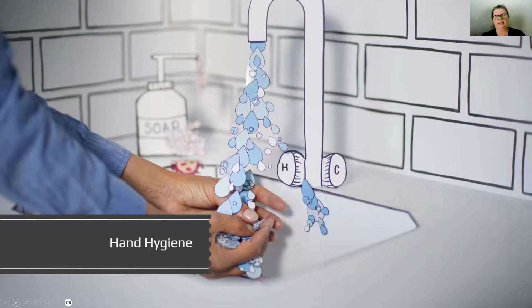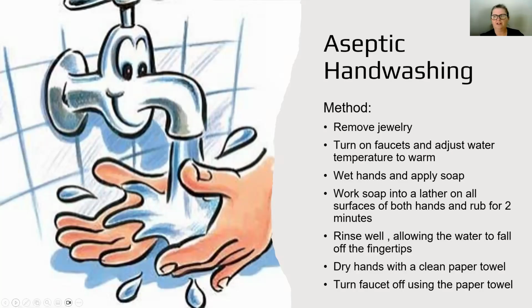All right, so let's talk about hand hygiene. Probably one of the biggest defenses we have against disease is just washing our hands. I don't know why this is so hard for people. We call it aseptic hand washing in the medical field. The method for this is you really are supposed to remove your jewelry, so rings and things like that. I will say this, if you're working in the medical field and you are very hands-on, very clinical, my advice is just don't wear rings or necklaces, bracelets, anything. They just get in the way.